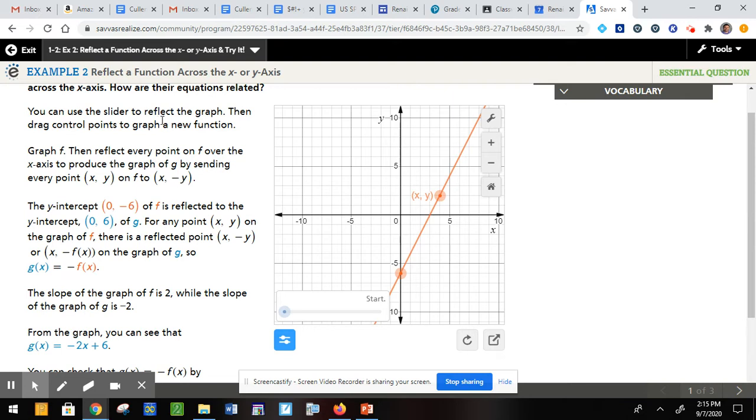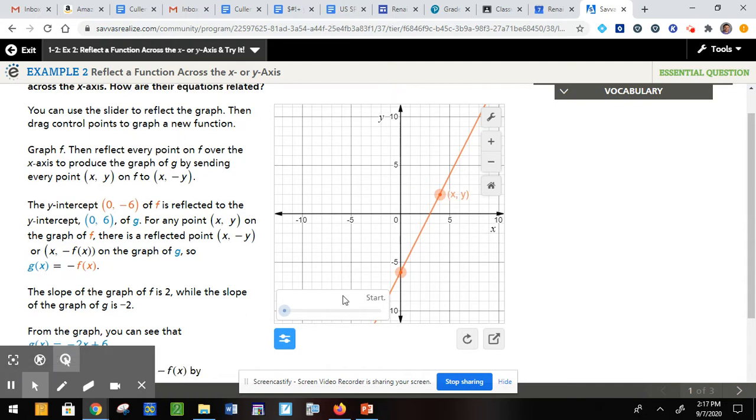So you can use the slider to reflect the graph, then drag control points to graph a new function. Okay. So again, we can see for the f function in orange, the y-intercept is negative 6, and then it's got a slope of 2, meaning up 2, right 1, up 2, right 1.